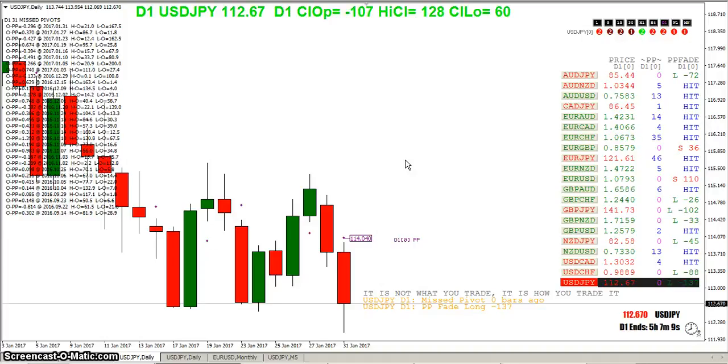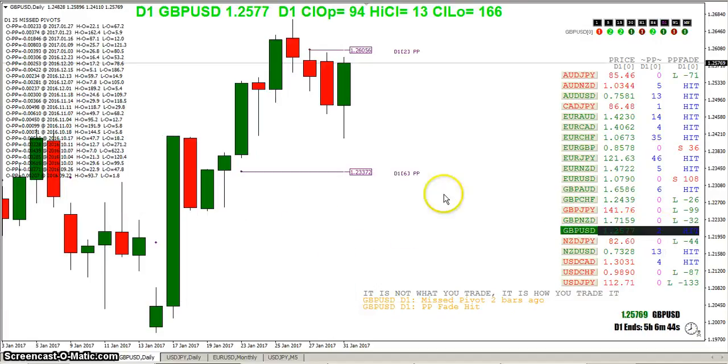So, that's the pivot point. We want to fade the pivot. In other words, if it opens below, you want to go long. If it opens above, you want to go short. And so you can see here, some of these, the pound hit its pivot, but we've got an open pivot from a couple of days ago right there. So you can see the pound's trying to get there.